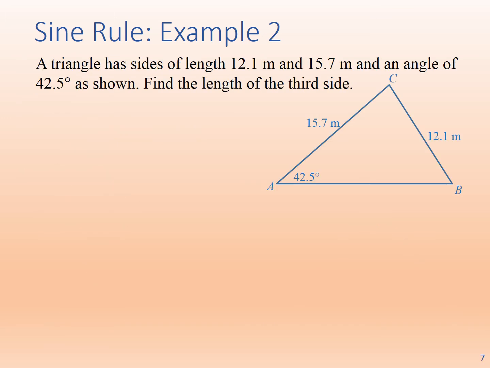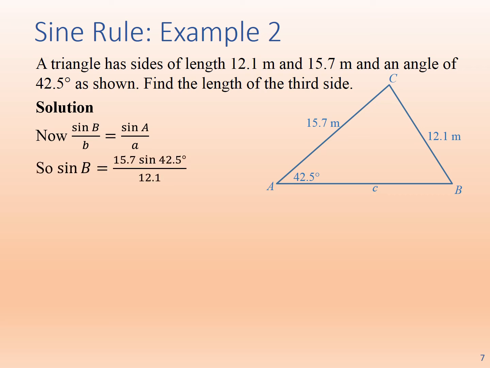We'll tackle the ambiguous case in this example. We have a triangle with one side of 12.1, another of 15.7, and a non-included angle of 42.5. We're asked for the length of the third side, which we'll label as C because it's opposite the angle C. Now, in order to find that length C, we need to know the angle C. To find the angle C, we need to find the angle B. And we'll use the known length of B, A, and the known angle to find the angle B using the sine rule.